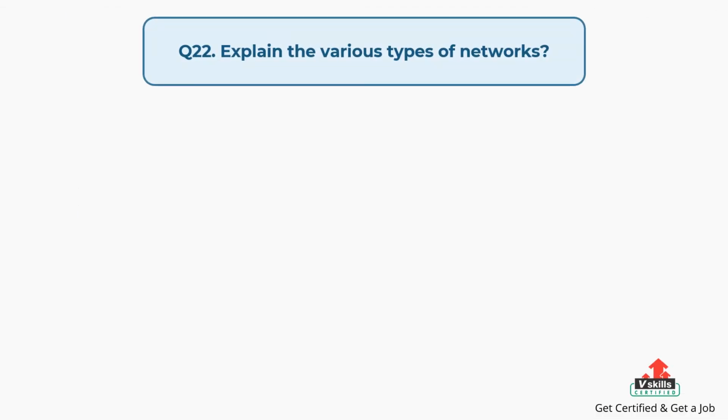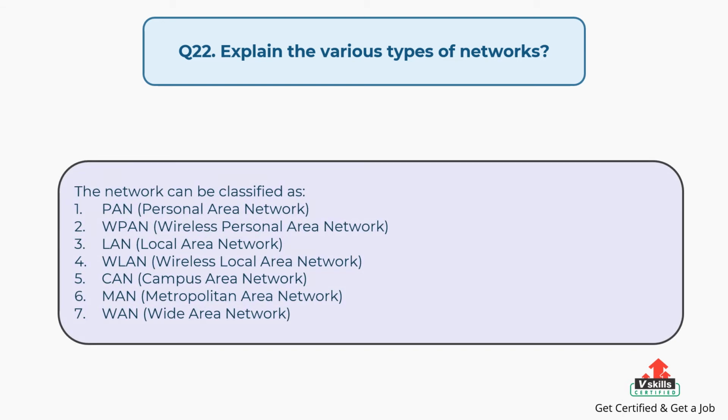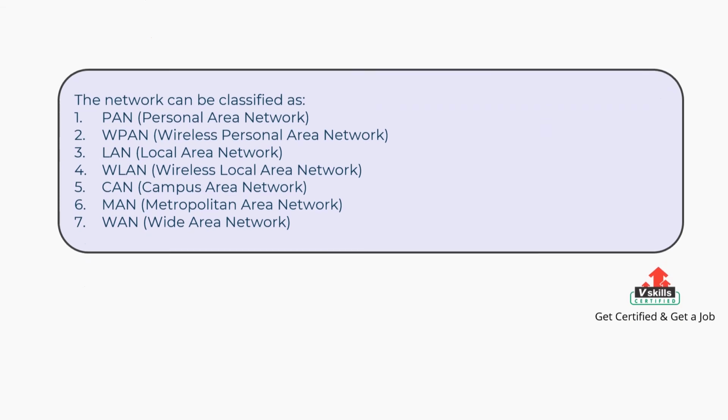Question number 22. Explain the various types of networks. The answer is: the network can be classified as personal area network, wireless personal area network, local area network, wireless local area network, campus area network, metropolitan area network, wide area network.